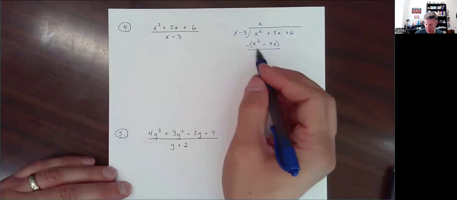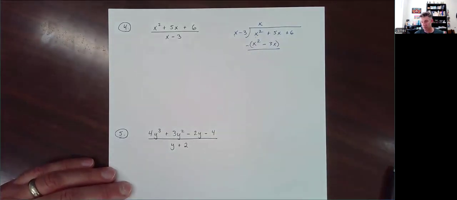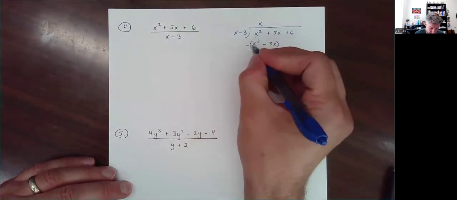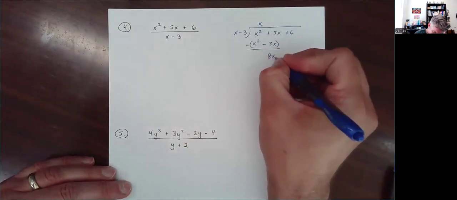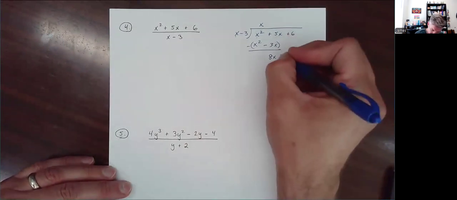You can do the thing where you change the signs. It's not what I prefer to do. I like just subtracting like this. X squared minus x squared is 0. 5x minus minus 3x is 5x plus 3x, which is 8x. Bring down the 6.